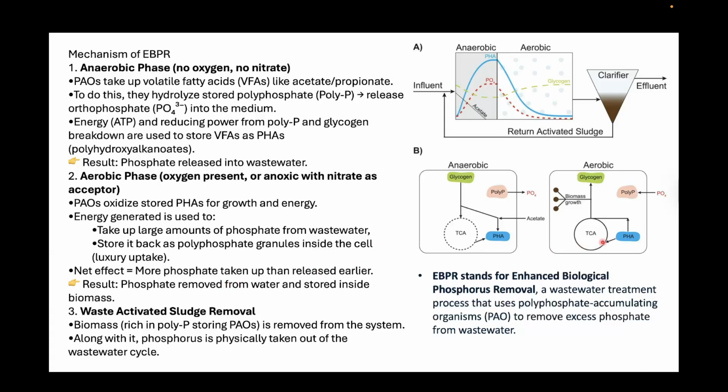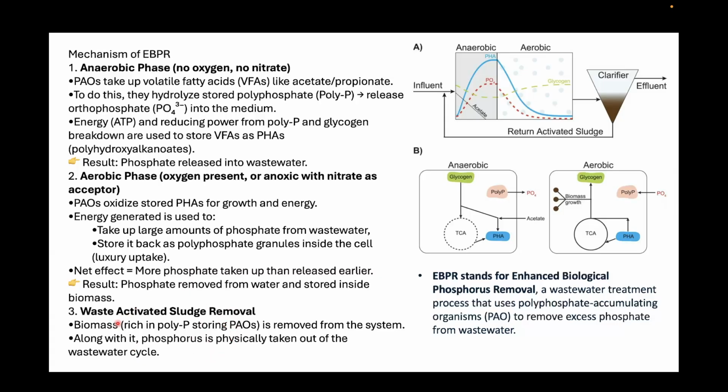Understood? So these PHA can then be utilized for generating energy and thus also for taking up a large amount of phosphate from the wastewater. So net effect, more phosphate taken up than released earlier, right? Because this is in the aerobic process, more phosphate is taken up than released earlier. And with waste activated sludge removal, biomass which is rich in polyphosphate storing PAOs is removed from the system. Along with it, phosphorus is physically taken out of the wastewater cycle.